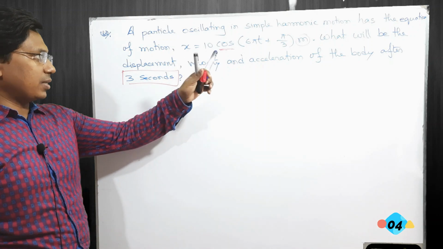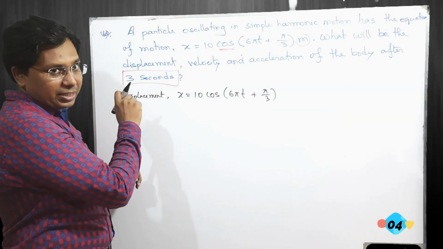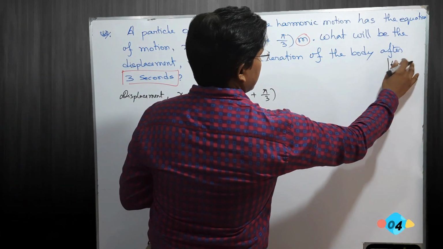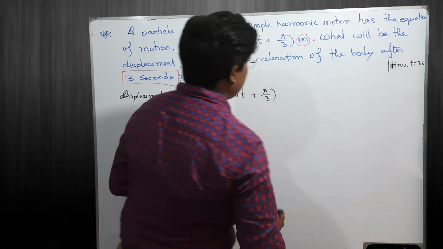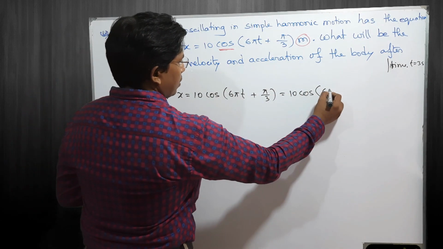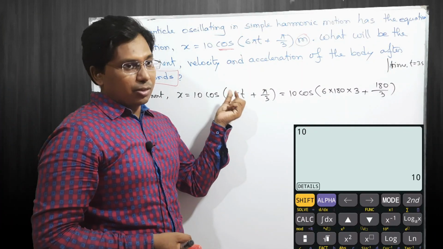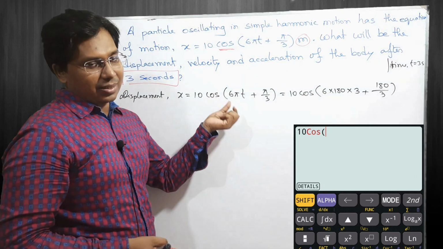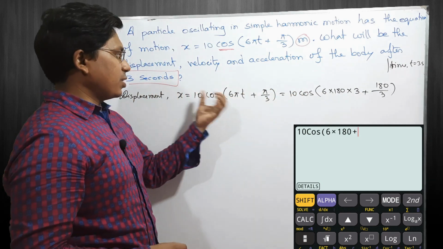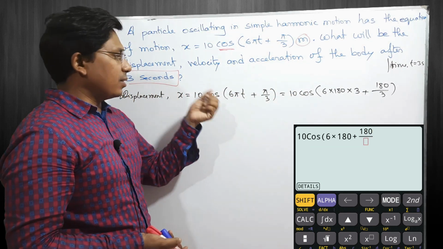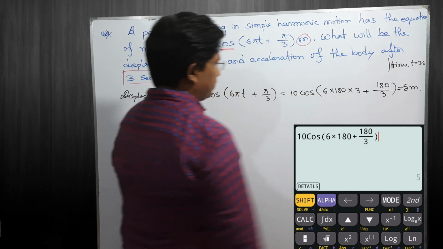Now find out the displacement after t seconds. Here only one is given, t equal to 3. Time t equals 3 seconds. Put the value here. An important thing is that if pi is used inside the angle of cos or sine or tan, then you should put the value 180. If it is outside the angle, numerically it is replaced by 3.141. The value is 5 meter.